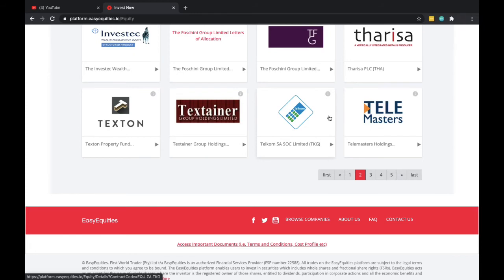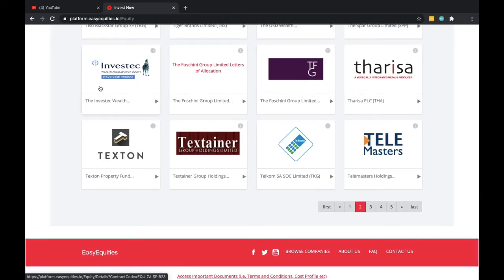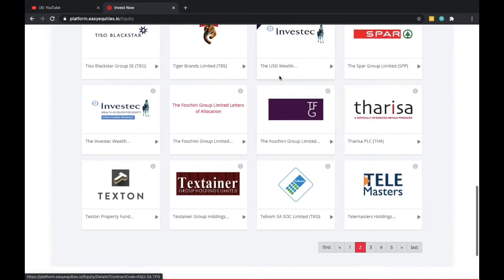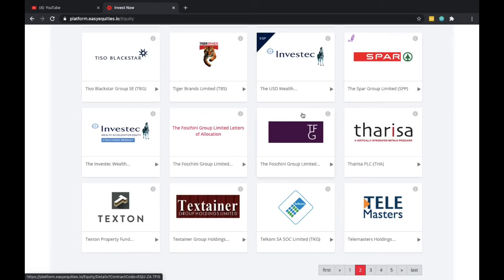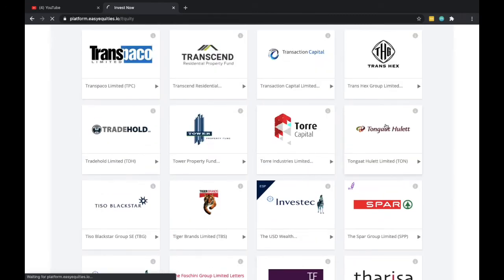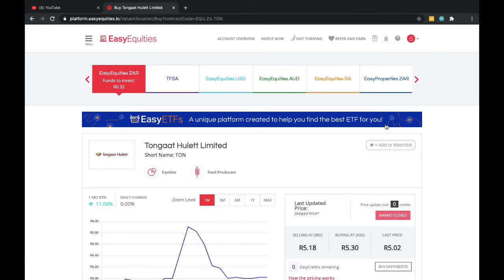Telkom, not a big fan of them as well, and a lot of Fashini Group. Investec, we already invested in Investec in an earlier video. So the reason why I chose Tongaat Hulett was because it's a really cheap stock for me, an easy way to get up to 100 shares this year. They are an agricultural and agri-processing business focusing on the complementary feedstocks of sugarcane and maize. The company has its origins in the north coast of KZN, specifically in the town of Tongaat. That's the reason why Tongaat Hulett.